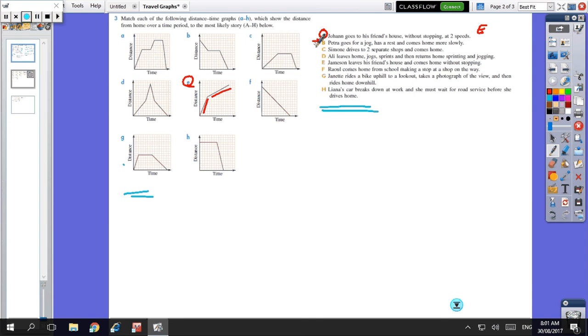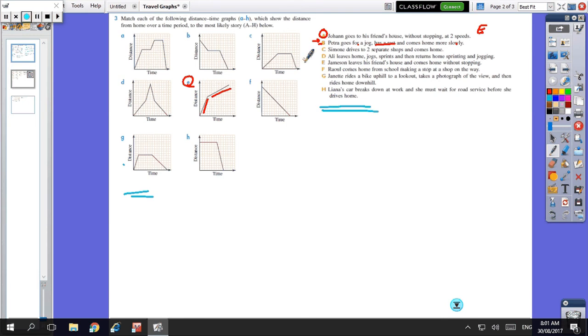In B, the person goes for a jog and comes home. So we need to start and finish at the same spot, and we need to have a rest in between, and we need to have 2 different speeds. So we're looking for a journey out and coming home slower.